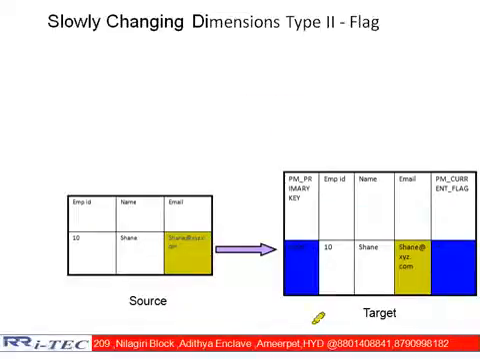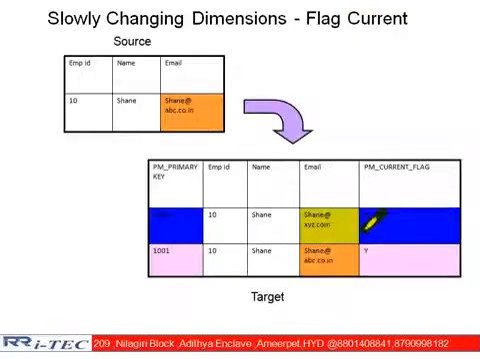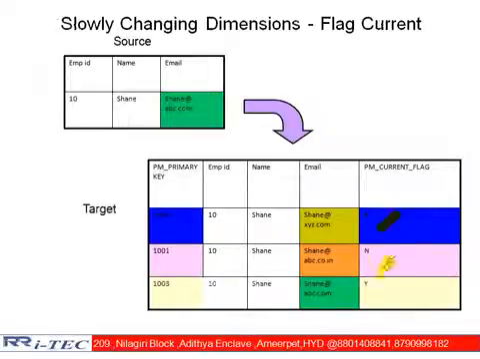Next one is what, sir? We are going for flag implementation. Flag implementation, whenever we are loading first time, we are saying as what, sir? Y. Whenever we are going for the next time, previous record we are making as what, sir? N, and current record we are making as what, sir? Y. Whenever we are going for next time, N, and Y.